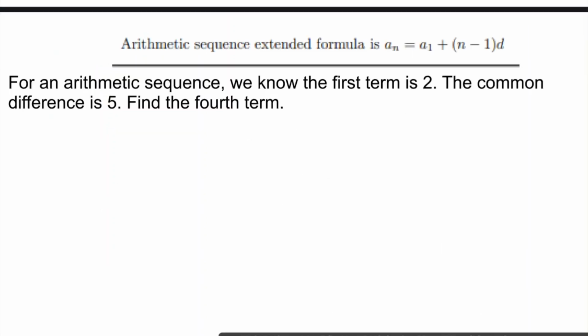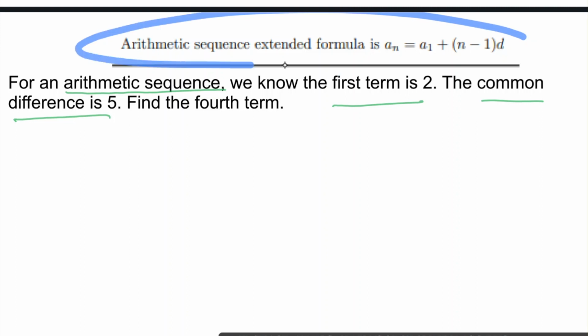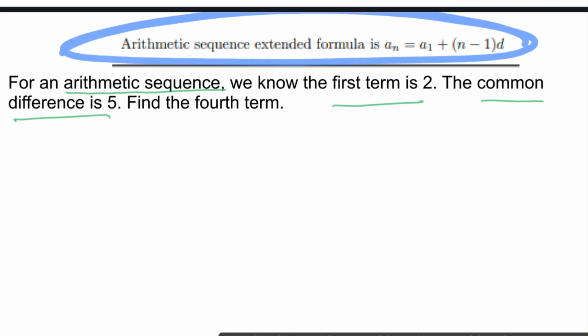So here we are told that we've been given an arithmetic sequence. Now this is key, because we know arithmetic sequences add a common difference each time. The first term is 2. They're giving us all this key information. The common difference is 5. Now, at this point, we should either memorize the arithmetic sequence formula or definitely have it written on our formula sheet. I've included it here as a review.